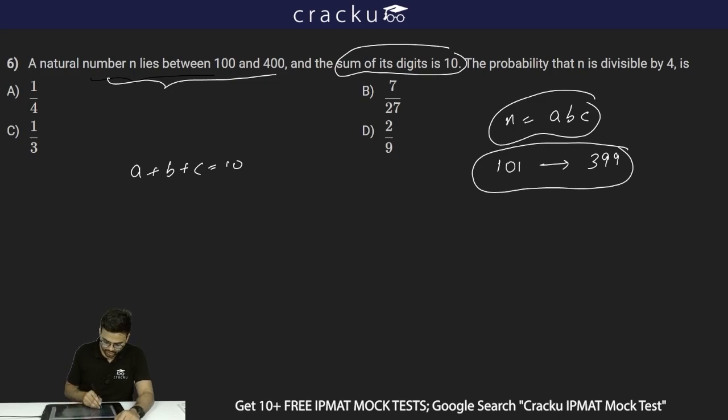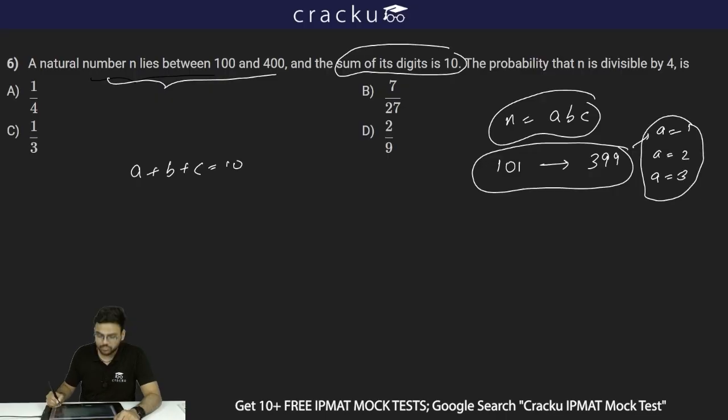So the value of a can be either 1 or 2 or 3. A cannot be 4 because then it will be more than 400, and we need the number which is between 100 and 400. So a is equal to 1, a is equal to 2, or a is equal to 3. These are the only 3 possible cases. So we will take them each.